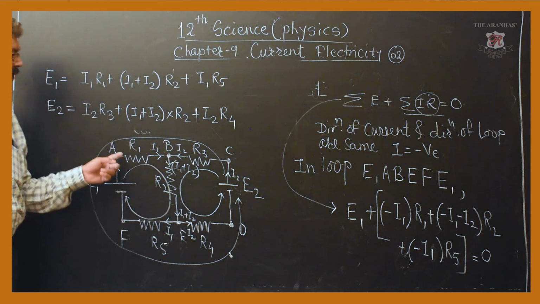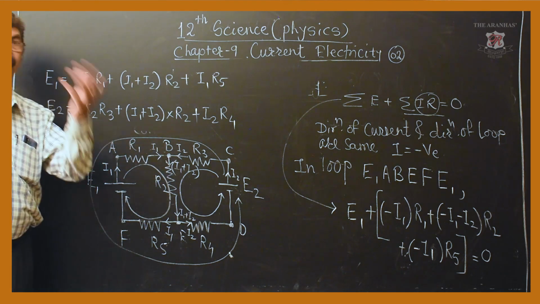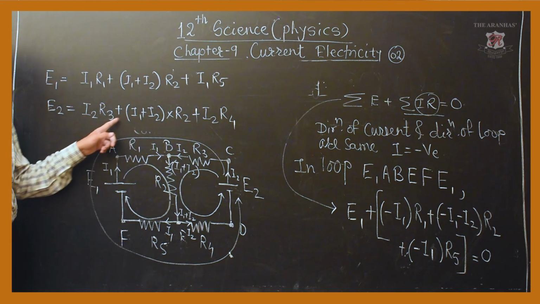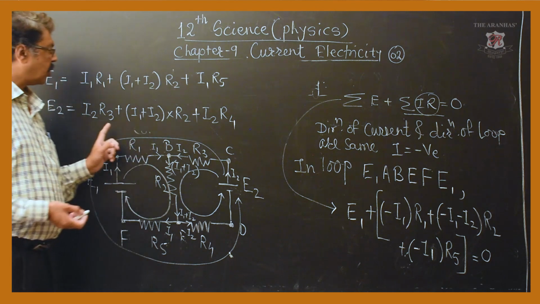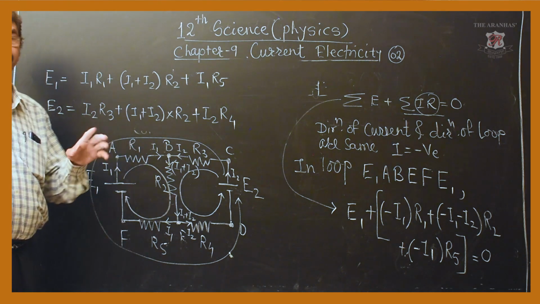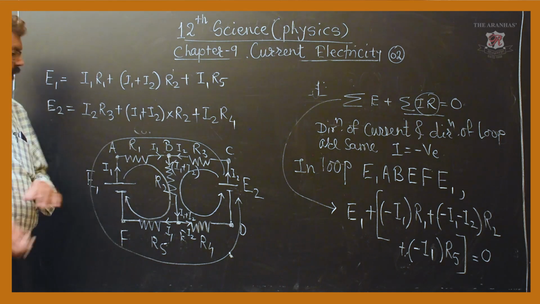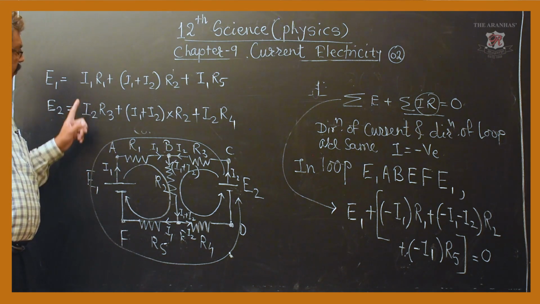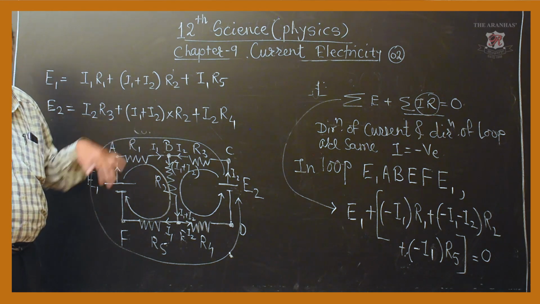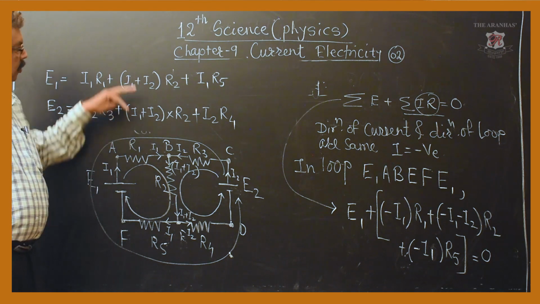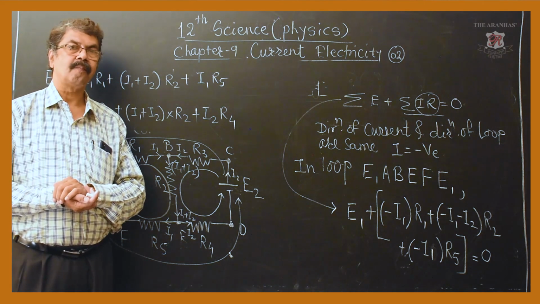You will be given the values of external resistances. What you don't know are the values of I1 and I2. A typical sum in which they might ask you to find the current flowing through all the resistances means you will have to find I1, you will have to find I2, and you will have to find I1 plus I2. So these are two simultaneous equations which can be easily solved.